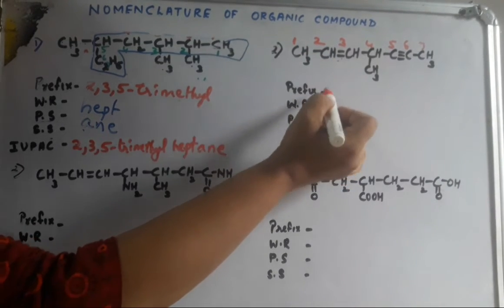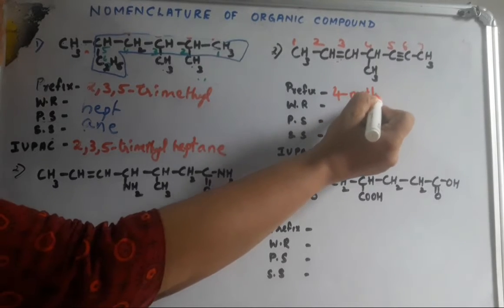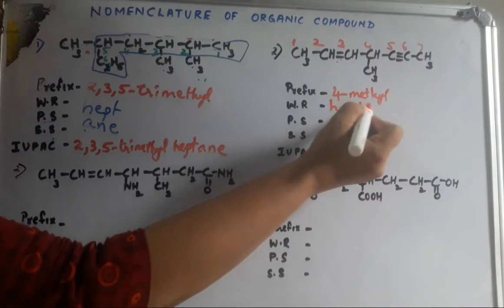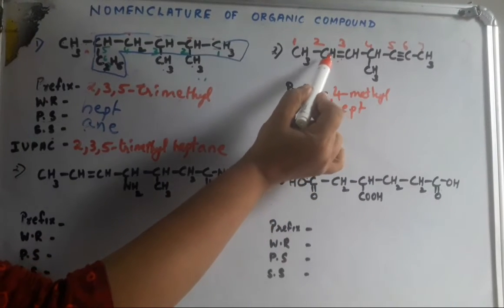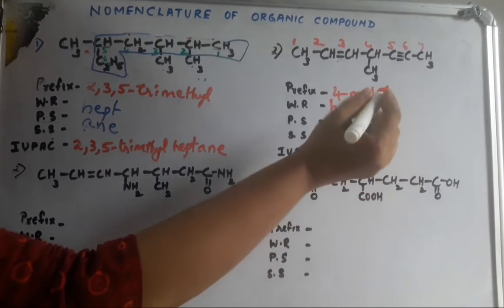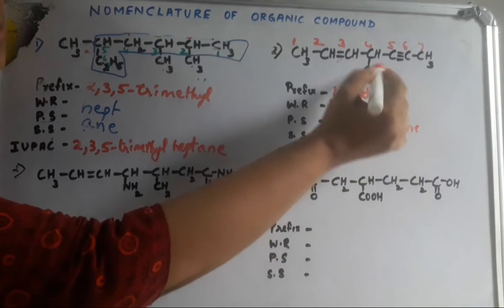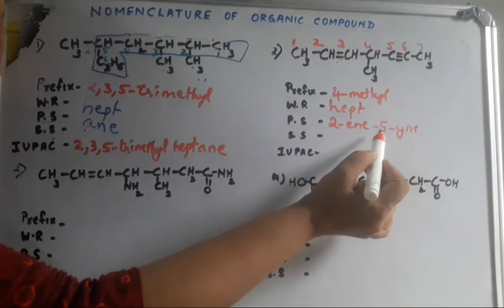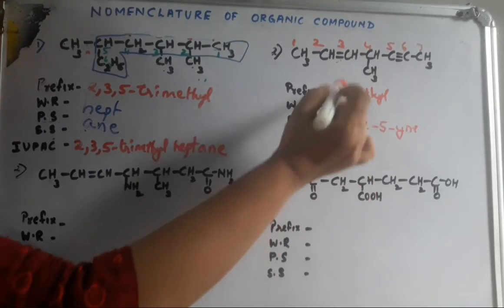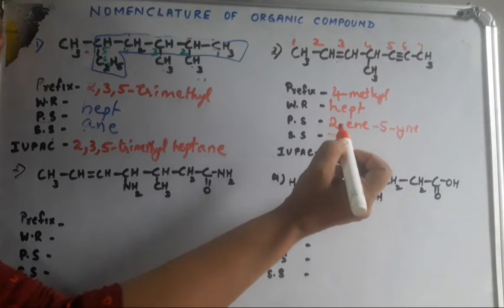Now let us see the prefix. Prefix 4-methyl. Word root 7 means again hept. Primary suffix you can see 2-ene. Second there is ene and 5-ine. Fifth position there is ine. Triple bond is named as ine. Okay. Now this is how the name is. Now there is no secondary suffix, the secondary suffix related to functional group.